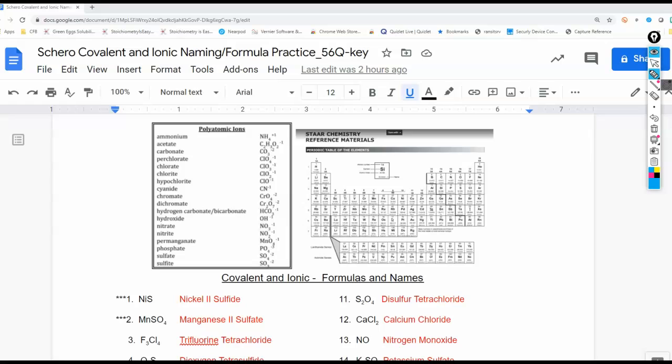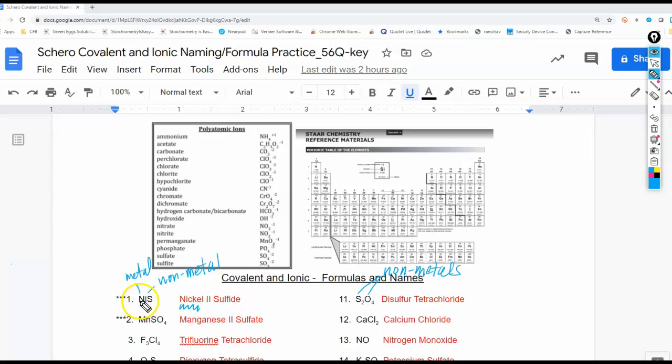Being able to identify that in fact what we have is a metal bonding to a nonmetal when we have an ionic compound, and we have two nonmetals bonding to each other when we have a covalent molecule. So when we have a metal bonding to a nonmetal, we are going to name the name of the metal first, in this case nickel.